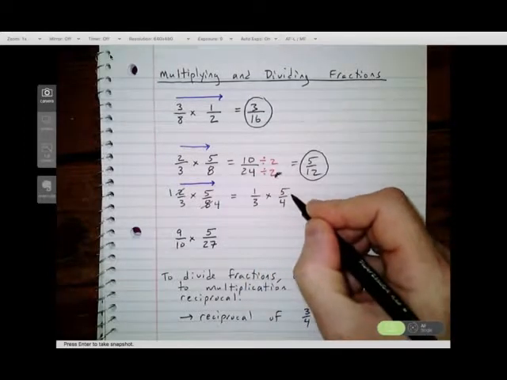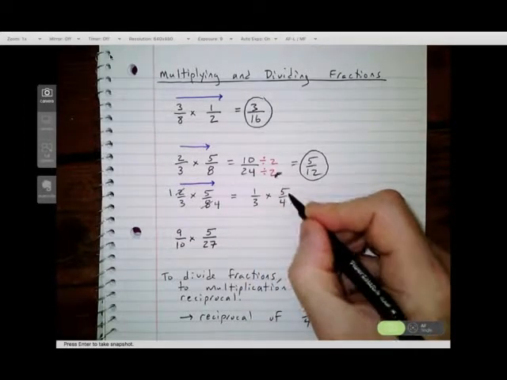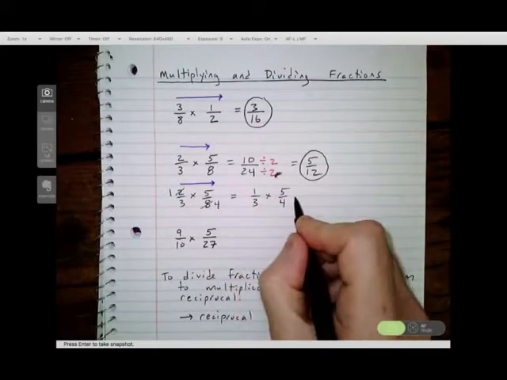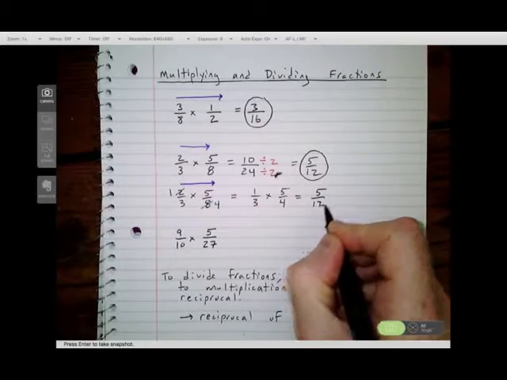I know this is an improper fraction where the numerator here is bigger than the denominator, but we're just going to run with that. That's perfectly fine. So now 1 times 5 is 5, and 3 times 4 is 12.